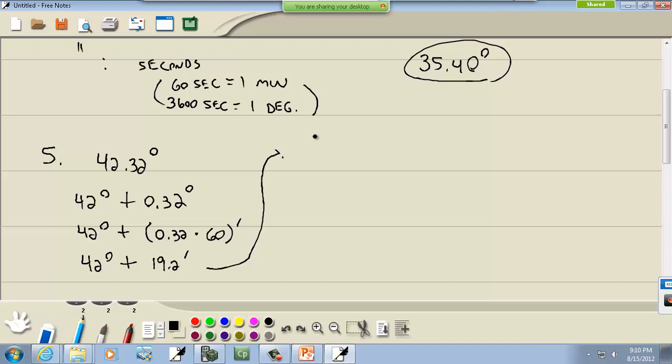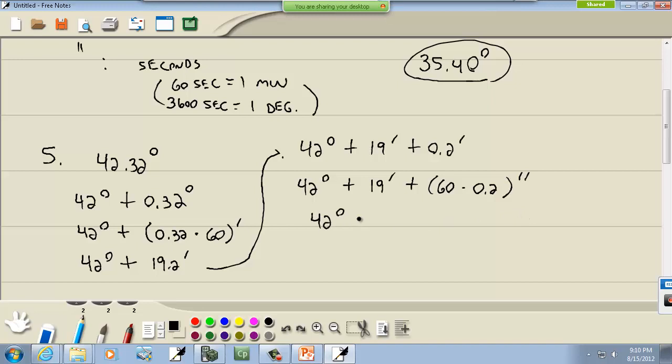Which means this is 42 degrees plus 19 minutes plus 0.2 minutes. Now, we don't want decimals. That's why I split these apart like this. So this is good, but this we need to change to seconds. Now, it's already in minutes, so we don't want to multiply by 3600 because we just need to take it one step, because we're going from minutes to seconds. So we're going to multiply this by 60. So 60 times 0.2.